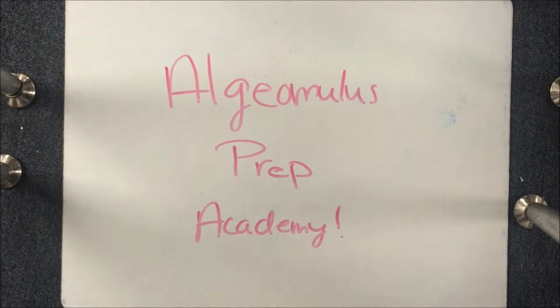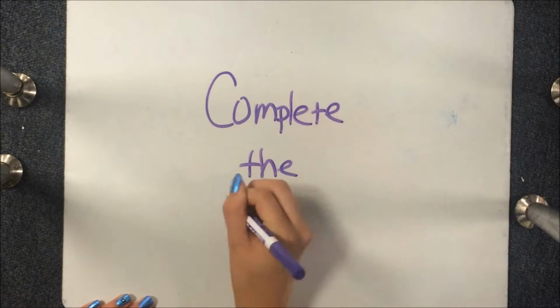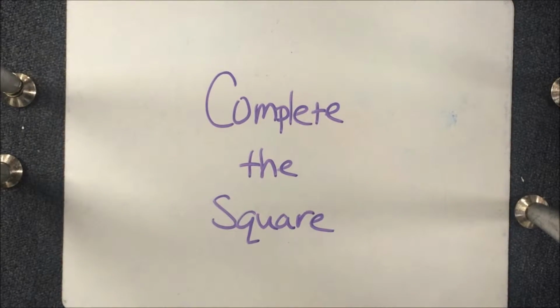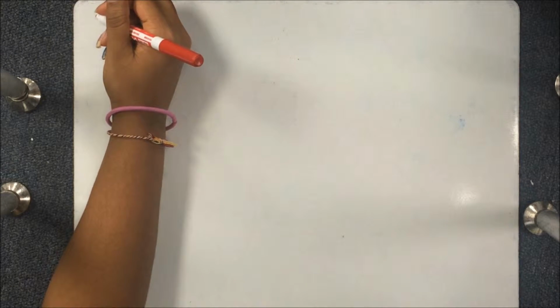Today we'll be explaining how to complete the square. This is a method used to solve quadratic equations by rearranging the equation so that you have a number set equal to some quantity squared. For our first example, solve x squared minus 16 equals 6x.